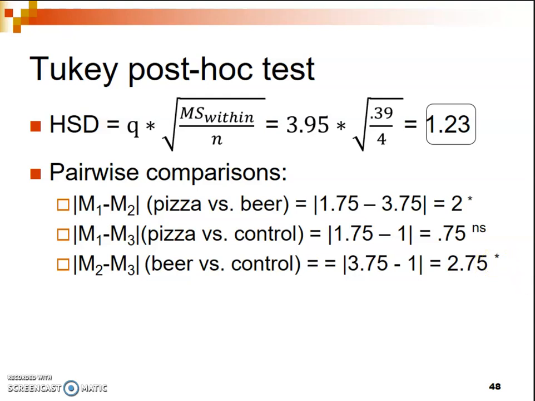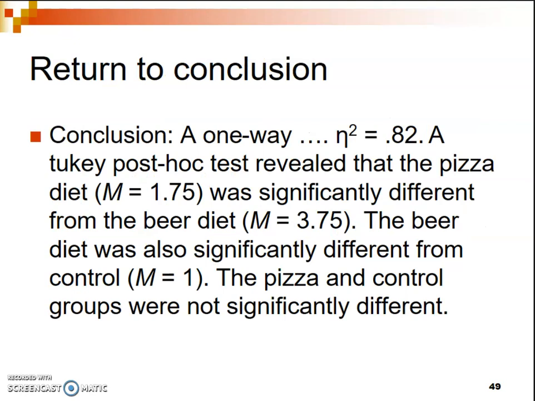So the way that you might include that in your conclusion, so I just shortened that first part, but the next part here should be added right after your eta squared. So after your eta squared, we're going to add this remaining part of our conclusion. So we'll say something like, a Tukey post-hoc test revealed that the pizza diet, and then we want to say what the mean was. So the mean for the pizza group was 1.75. So the pizza diet was significantly different from the beer diet. And we'll have the mean for that beer diet.